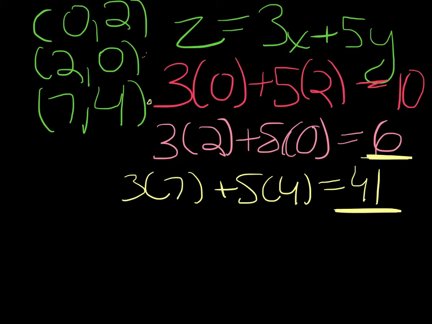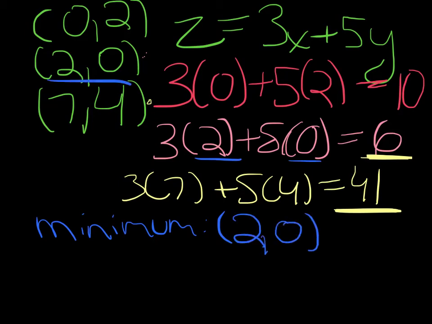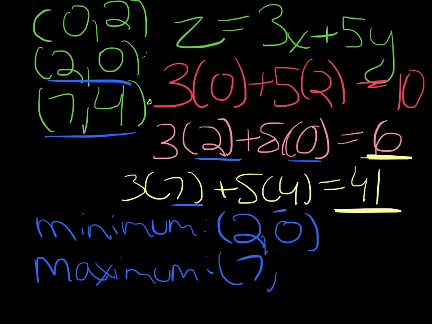So in that case, the minimum value is at the point 2, 0. And the maximum, which was 41, is at 7, 4. And that's how you find the minimum and maximum values of an objective function.